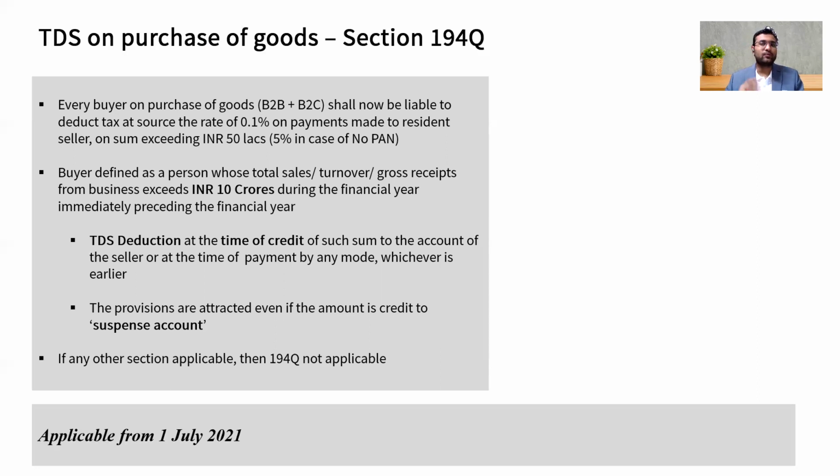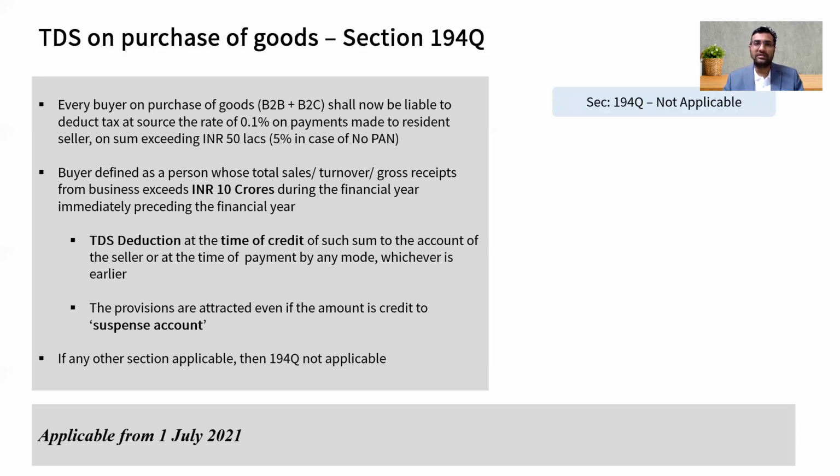TDS deduction. What is the point of the TDS deduction? The point of the TDS deduction is at the time of the credit of such sum of the amount to the seller, and the payment can be made by any mode. It can be cash, it can be credit, whatever. But whenever it is being credited to the account of the seller, you have to do the deduction of the TDS. Even in a case where the amount is being credited to the suspense account, the liability to deduct TDS arises at that point in time, where 0.1% or 5%, as the rate suggests, has to be deducted before making the payment to the seller of the goods.